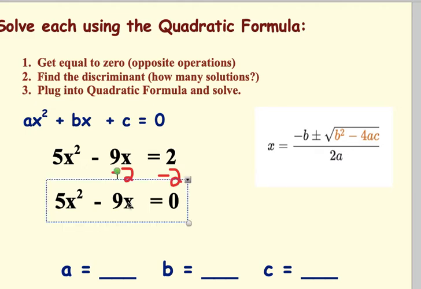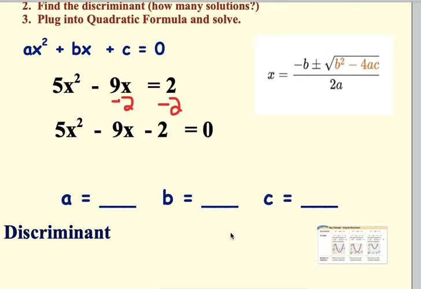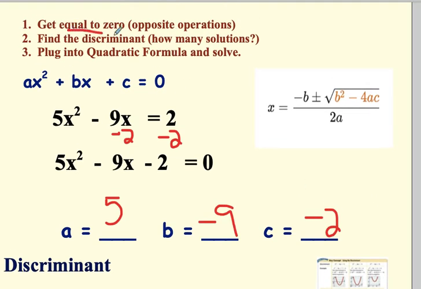So now you're going to have 5x squared minus 9x minus 2 is equal to 0. What's your a value? Your a value is going to be 5. Your b value is a negative 9, and your c value is a negative 2. A common easy mistake is students not getting it set equal to 0. Always make sure that you got 0 right here, which we do. And then you can identify your a, b, and c.